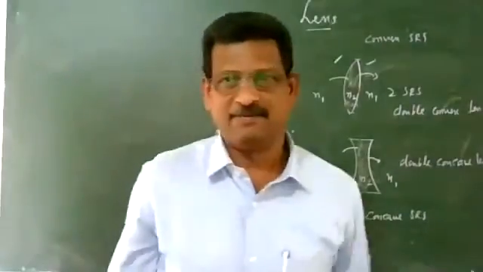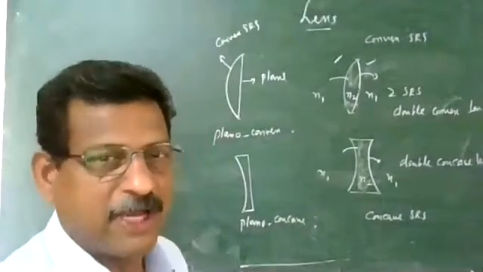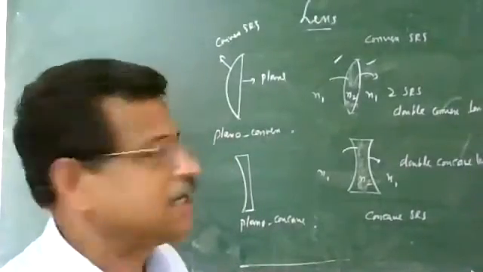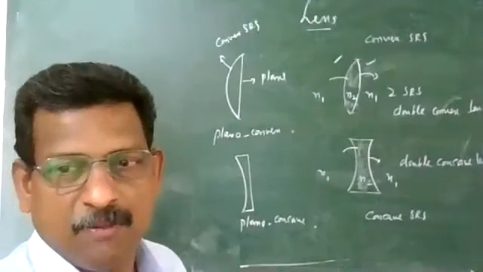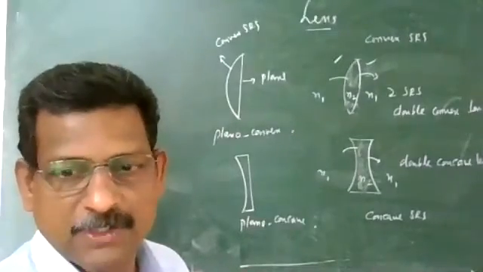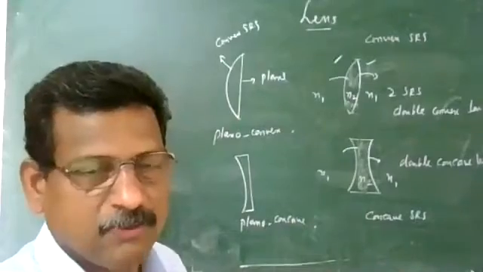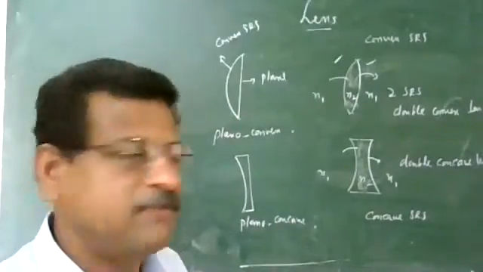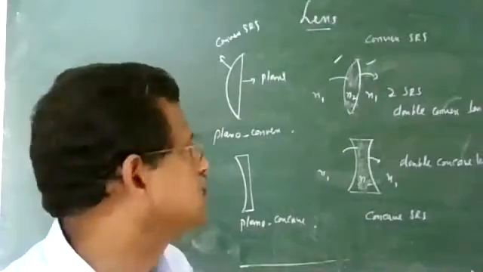To have different types of refractive properties, we cut like this. So we have two SRS, they are double convex or double concave. And here at least one is a convex SRS and the other is plane, then we call it a lens. Next point, what is the meaning of principal axis of the lens?